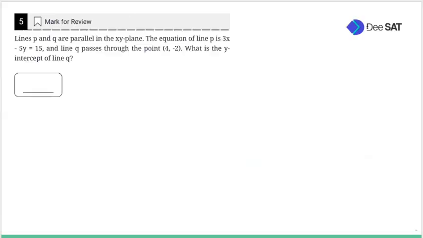It says that the lines are parallel. Lines P and Q are parallel in the xy plane. The equation of line P is 3x minus 5y equals 15, and line Q passes through the point (4, -2). What is the y-intercept of line Q that we need to find? Okay, again, the rough consideration is very great. Let's try to work in a similar way.